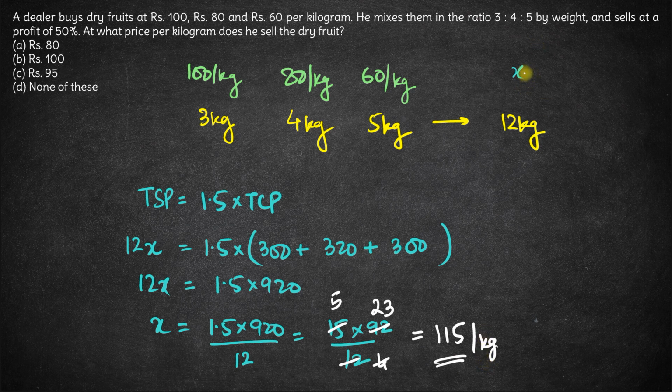So the selling price of the whole mixture was 115 per kg, which is not there in the first three options. So the correct answer must be option D, none of these. Thank you.